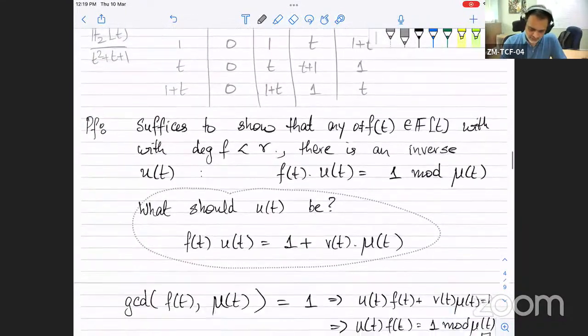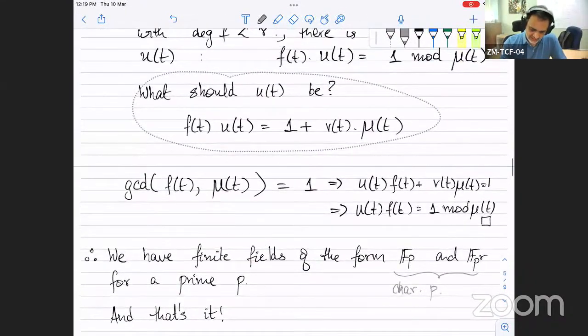Okay, so it turns out that basically these are the only finite fields. And again, I'm just asking you to take this for granted. I'm not proving it, but I'm just telling you that this is what it is. And in fact, there is something a lot more that is known.